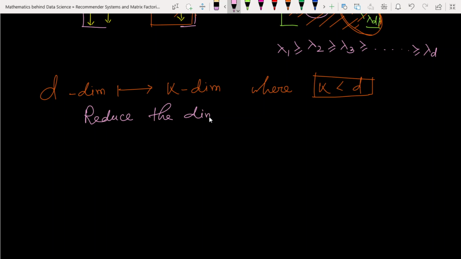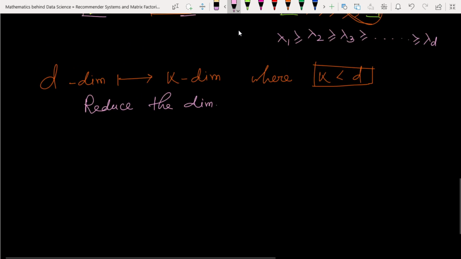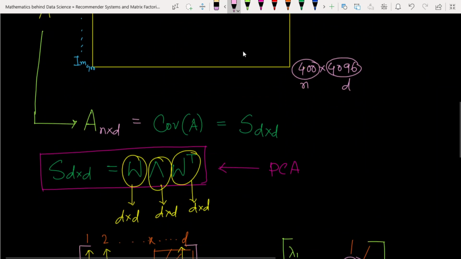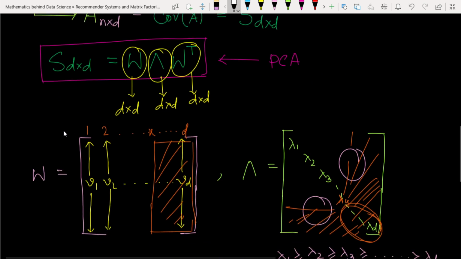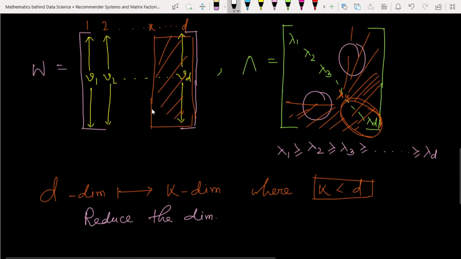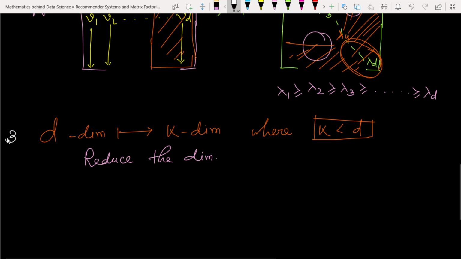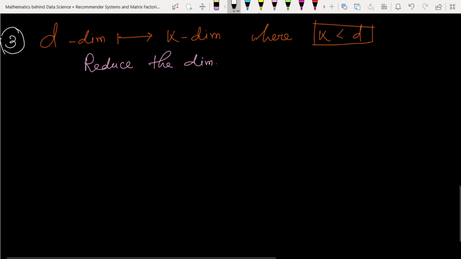We will reduce the dimension of this vector. Okay, now the next step. First, we have to compute the covariance matrix. After computing the covariance, in the second stage we apply PCA and compute W and lambda. And in the third step, we have to reduce this D. Okay, after reducing it, we got a matrix that looks like this, such as W_K.